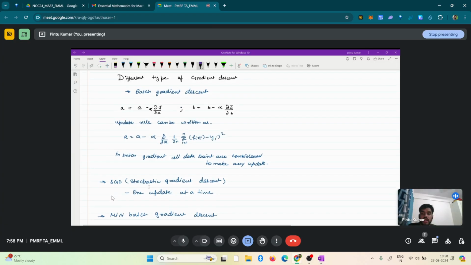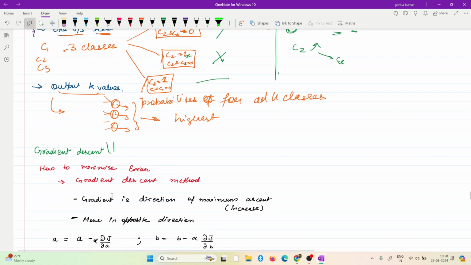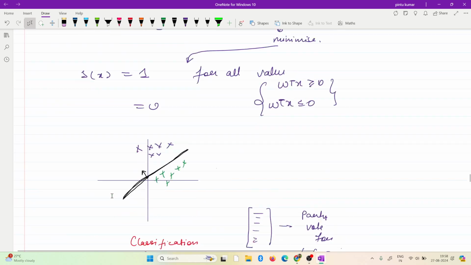So this is what I had prepared. I was not able to cover gradient descent, but don't worry, it will be covered in a future week's lecture.